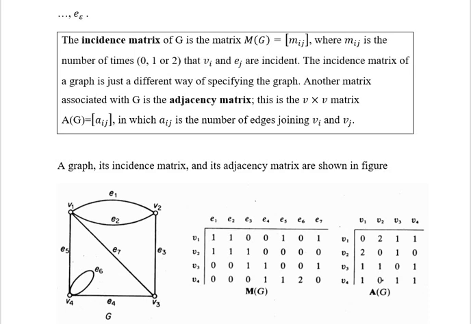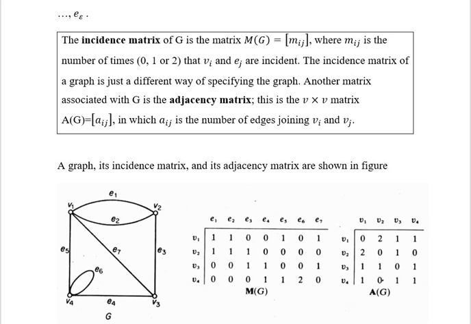Now V1 and E2 are incident, so corresponding to V1 and E2 there is 1, but V1 and E3 are not incident, so there is 0 there. V1 and E4 are also not incident, so there is 0. Similarly, V1 and E5 are incident, so there is 1 there. So from this matrix we get an idea of which vertices are incident to which edges, and also how many times the vertices are incident on the corresponding edges.